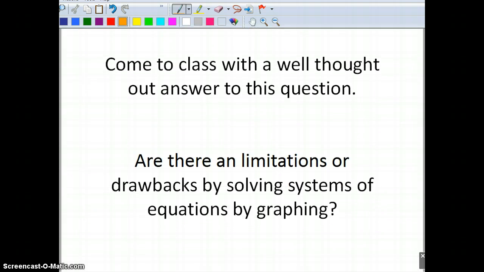Okay, the last thing I want you to do is just think about what you looked at today. Are there any limitations or drawbacks to solving these systems of equations by graphing? If there are some limitations or drawbacks, what are they? Did you notice any that we experienced today?